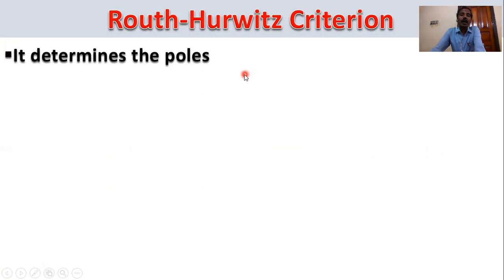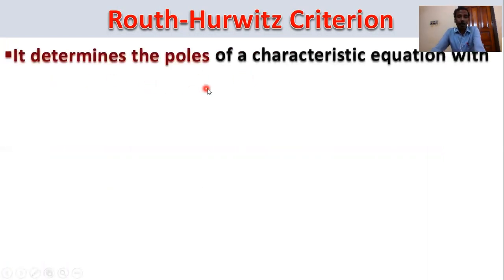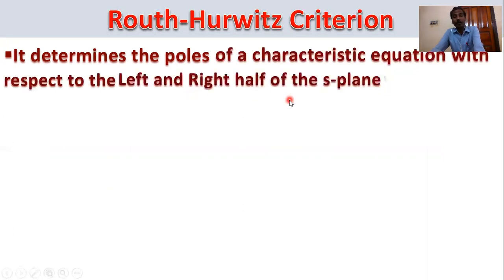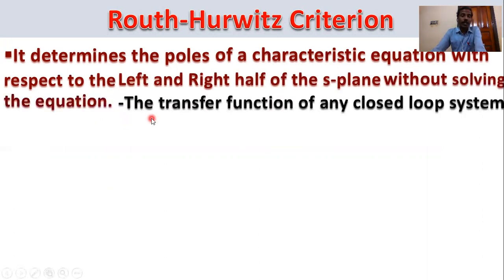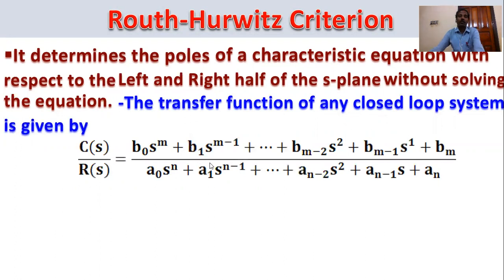Routh-Hurwitz criterion. What is the definition of the Routh-Hurwitz criterion? It determines the poles of a characteristic equation with respect to the left and right half of the S plane without solving the equation. This is very important: without solving the equation. The transfer function of any closed loop system is given by C of S, the controlled output, over R of S, the reference input, equals B0 S to the power M plus B1 S to the power M minus 1 plus dot dot dot Bm minus 2 S square plus Bm minus 1 S plus Bm, and the denominator terms A0 S to the power N plus A1 S to the power N minus 1 plus An minus 2 S square plus An minus 1 S plus An. So this is the general transfer function. In the numerator, an mth order polynomial equation; in the denominator, an nth order polynomial equation.